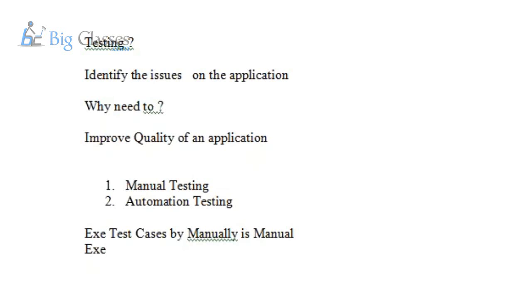There are plenty of definitions. Not only do we execute the test cases, we also do other stuff. But as per the definition, I'm giving a very short answer. What is manual testing? Executing the test cases manually is nothing but manual testing. Executing the test cases by using some automation tool or third-party tool is nothing but automation testing, team.